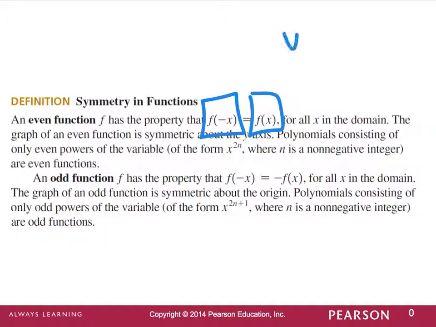An easy example of that: y equals x squared. Put in a 1 and a negative 1, you get the same thing. Put in a negative 4 and a 4, you get the same thing. It's symmetrical about the y-axis. It is called an even function.